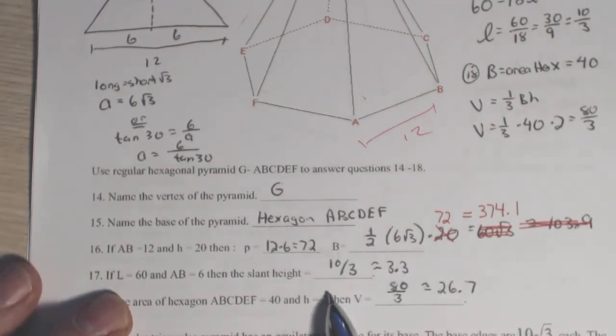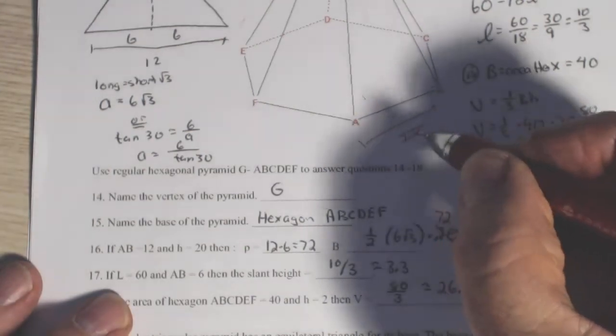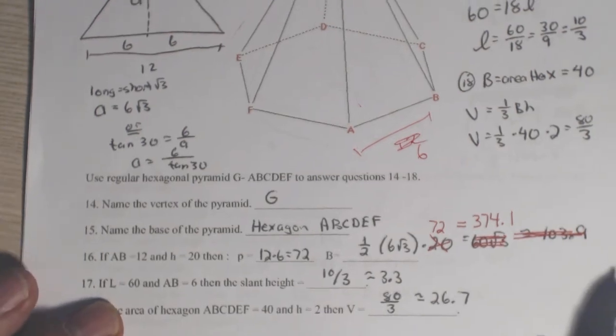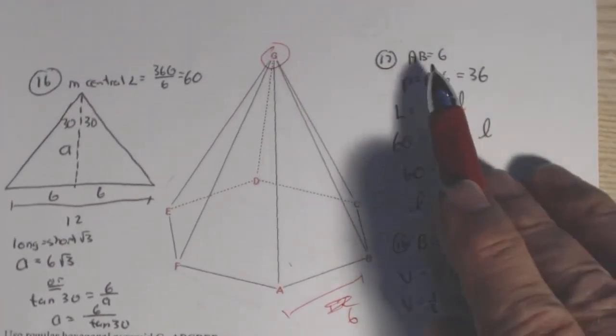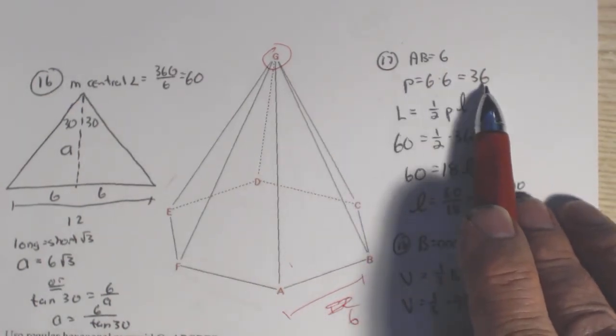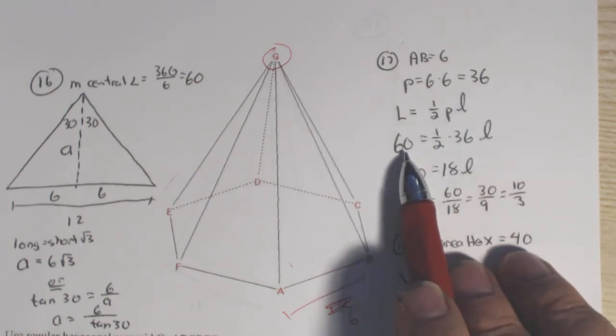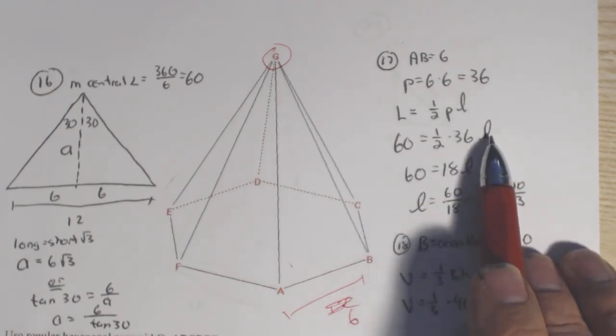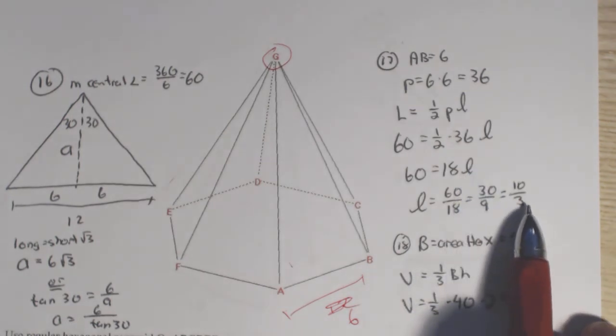On number 17, we are given that lateral area is 60, and AB, again a base edge, this time is 6. Okay, and we want to find the slant height. Well, okay, number 17 I've got worked out up here. If AB is 6, then the perimeter would be 6 sides, 6 each is 36. We're given the lateral area at 60, so we plug it in here, and the only variable left, because we have the perimeter to plug in there, is the slant height. We just solve this carefully, and we get 10/3.